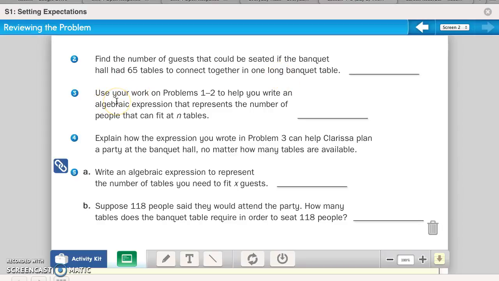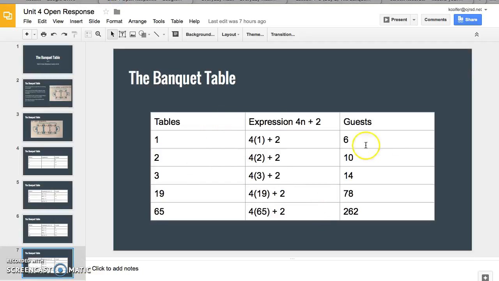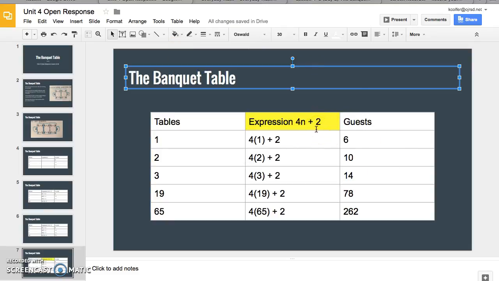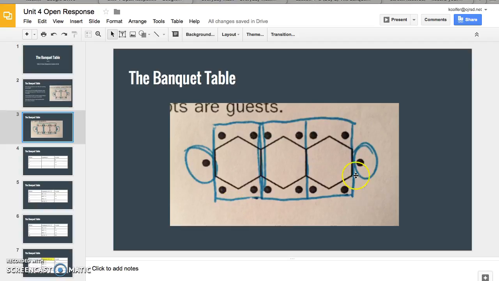Okay, number 3 says using your work for problems 1 to 2 to help you write an algebraic expression that represents the number of people that can fit at n tables, n being my value that varies. So going back to my table that I've established, my expression is up here. Let me see if I can bring your attention to it a little bit better. Let's turn it yellow. All right, so up here, you'll now see your expression 4n plus 2, n being the number of tables, 4 being the constant of people at each of those tables, and 2 being the ends, the people that sit at the ends of my table line.